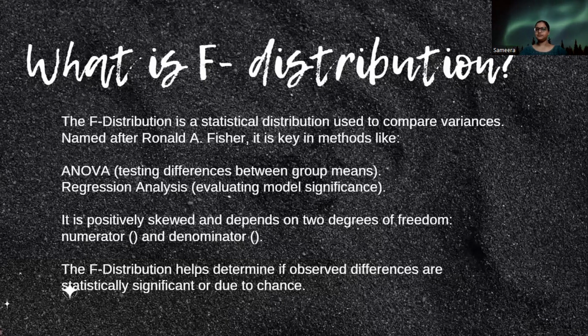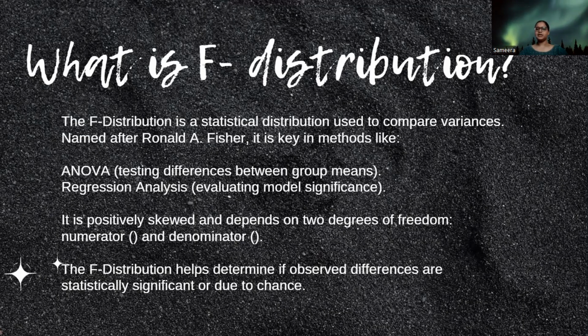What is F distribution? The F distribution is a statistical distribution used to compare variances, named after Ronald A. Fisher. It is used in key methods like ANOVA, which tests differences between group means. Also in regression analysis, where it is used for evaluating model significance. It is positively skewed and depends on 2 degrees of freedom, which is a numerator and a denominator. The F distribution helps determine if observed differences are statistically significant or due to chance.